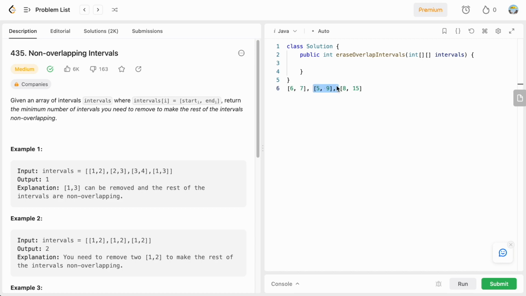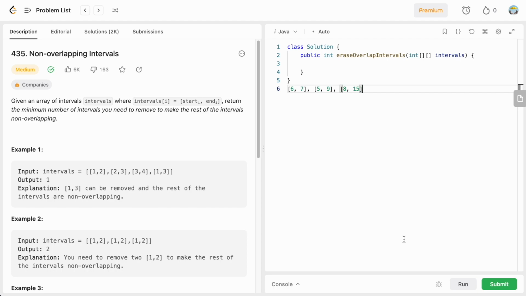But why? Because the problem demands that the number of removed intervals be minimum, which means the fewer overlappings the better. If we keep the interval with the smaller end and remove the other, that kept interval will have a lower probability to overlap the next one. In our example, if we keep [5,9] and remove [6,7], [5,9] will overlap [8,15], then we should remove another interval again. So in this case, our result is 2 because we removed 2 intervals in the whole process.